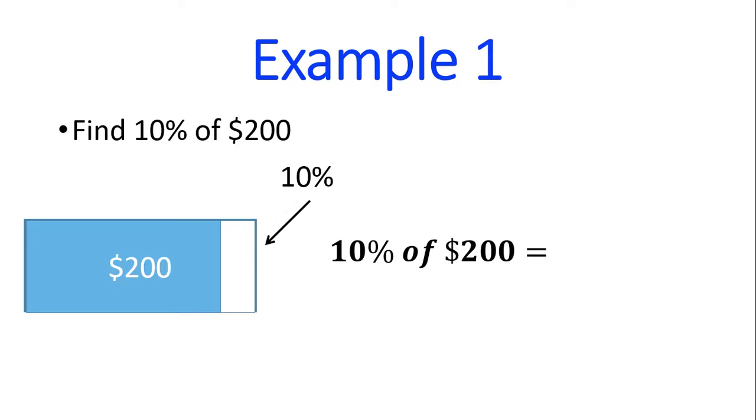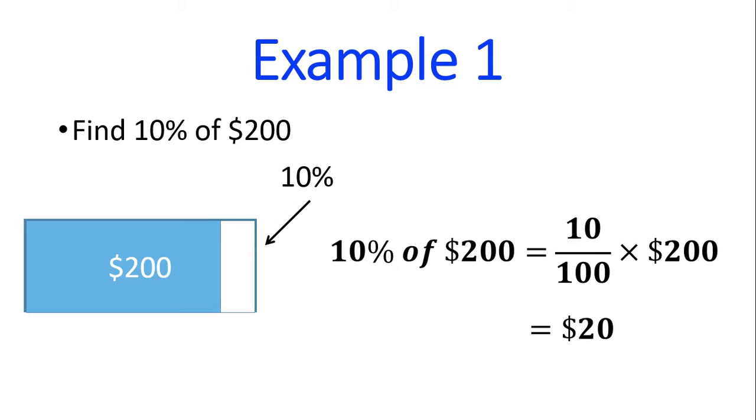Now that 10%, we need to turn that into 10 over 100, because there's our percent. So we write down the 10, and that percent becomes divided by 100. Of means times, and then we multiply by the 200. So that's what we then type into our calculators, and that's going to give us $20.